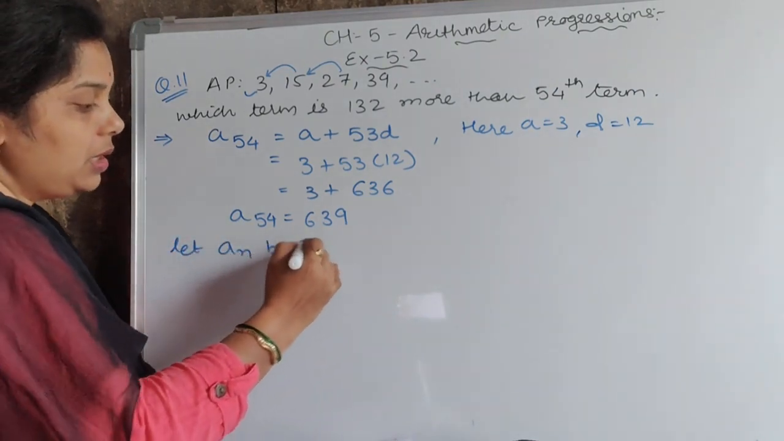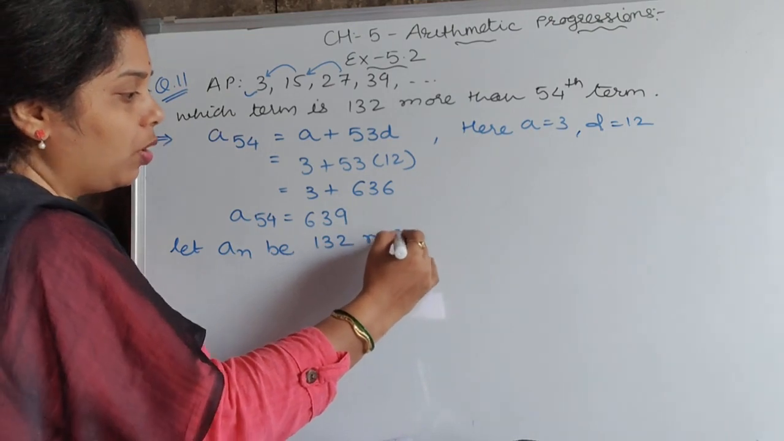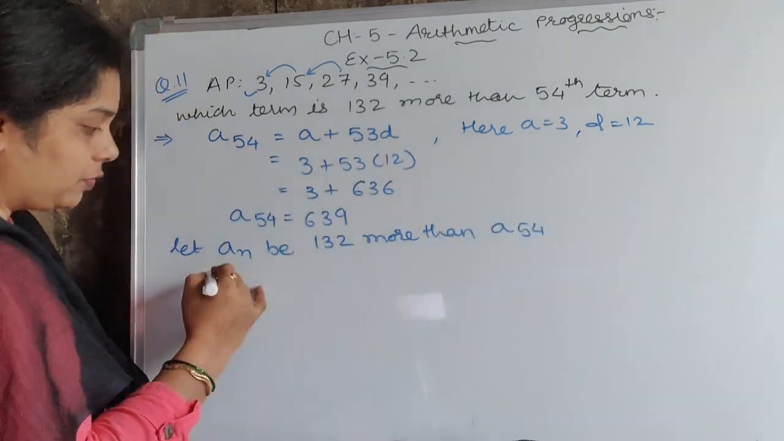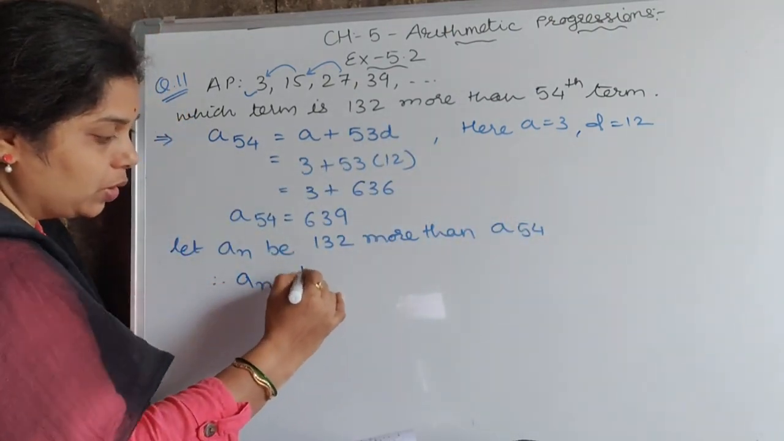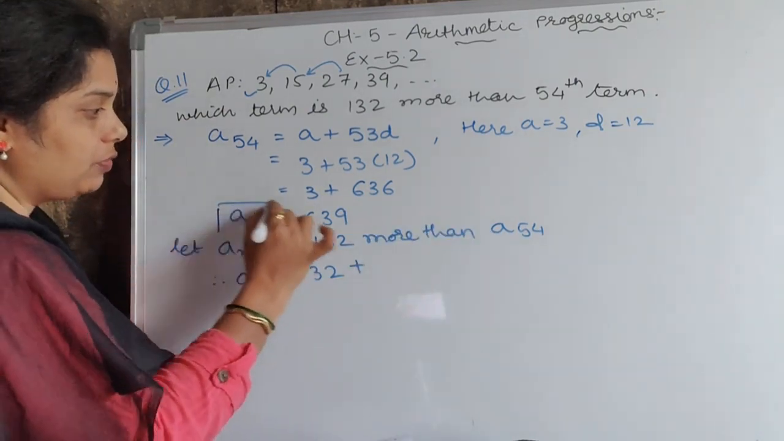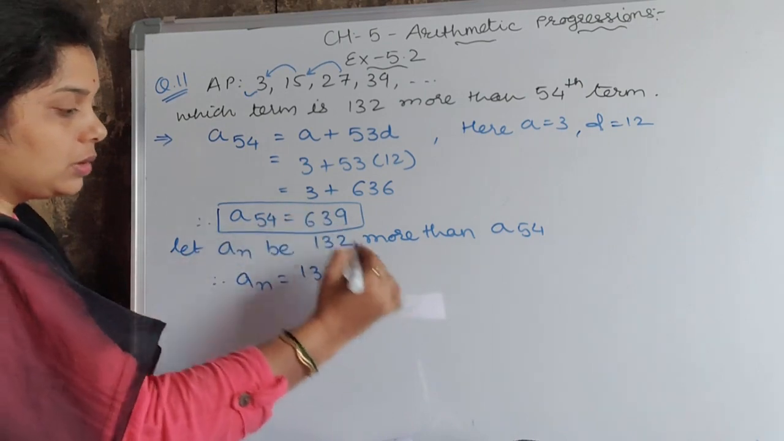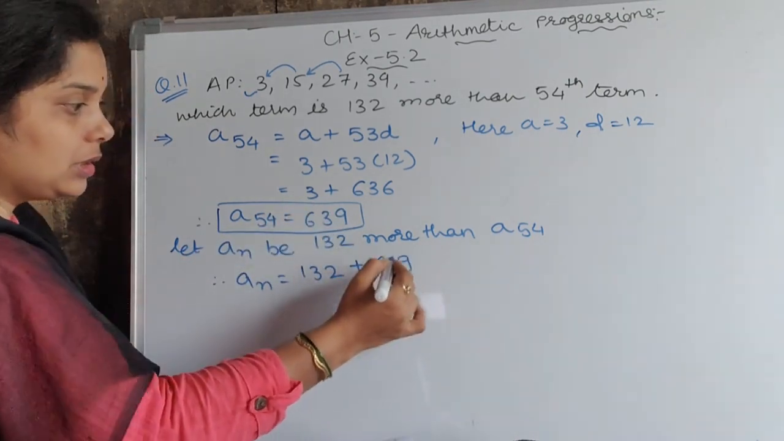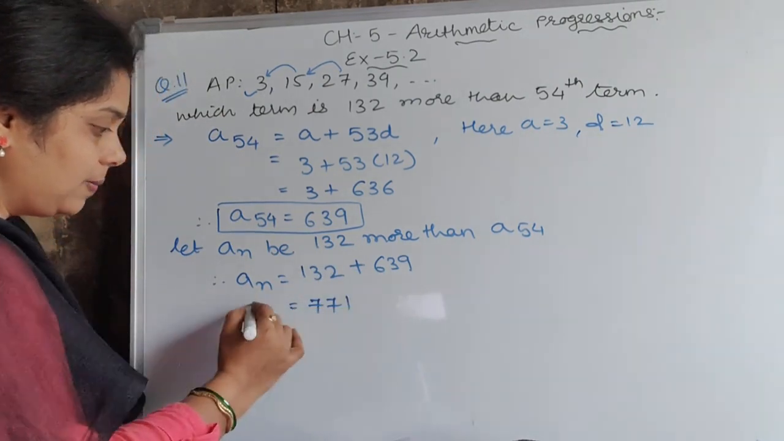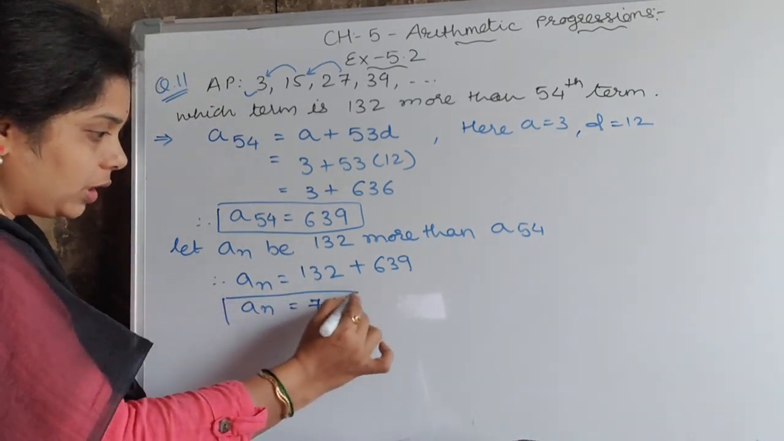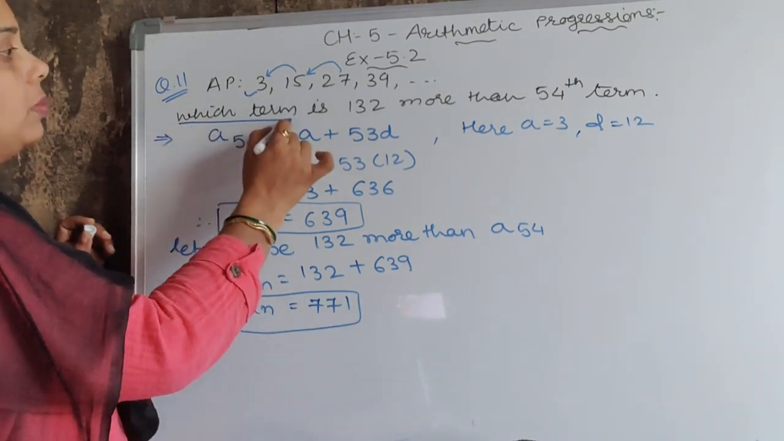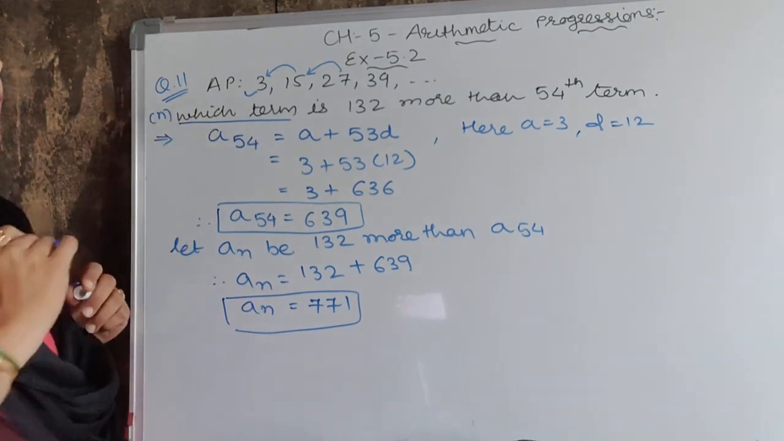And let AN be 132 more than A54. Therefore, AN is equal to A54 plus 132, since 132 more means plus. What is A54 we got? It is 639, so AN is equal to 771. Therefore, AN is equal to 771, and we have to find out the term. That term means it is small n.